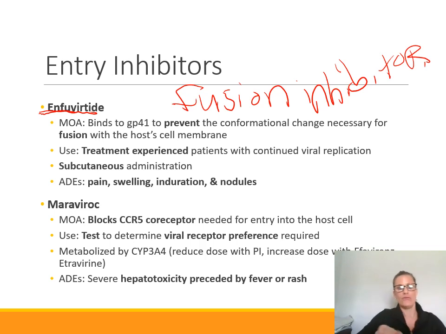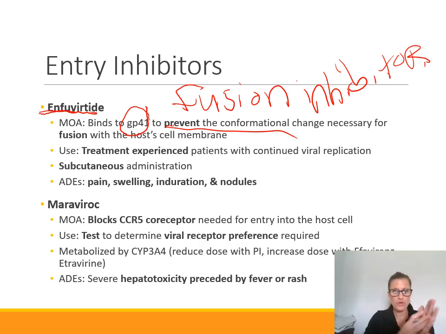So what enfuvirtide does is enfuvirtide binds to this glycoprotein 41, and it prevents that conformational change. If GP41 can't change shape, the fusion doesn't occur. So the HIV never gets inside the cell, right? And it can't replicate if it can't get inside the cell.